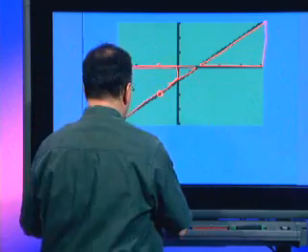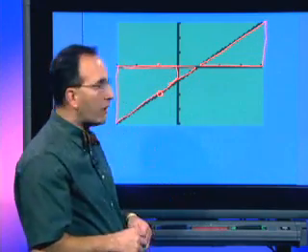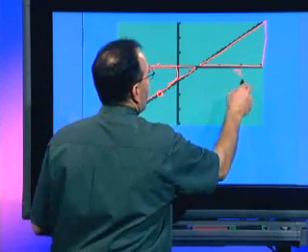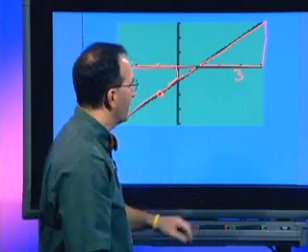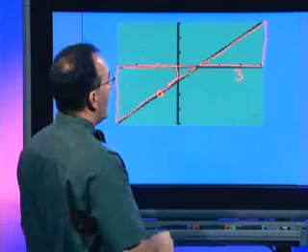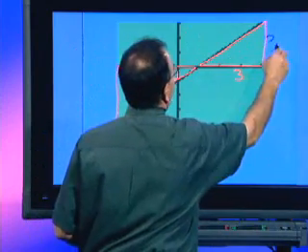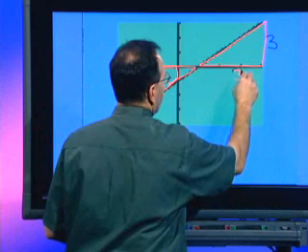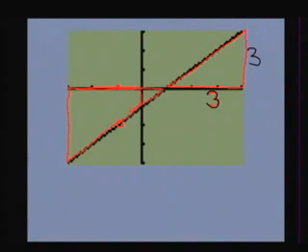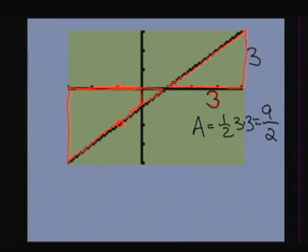What we have is, in the triangle on the right, the base is 3. The base is 3, and the height also happens to be 3. So the area for that triangle is 1/2 base times height. So it would be 1/2 times 3 times 3, or in other words, 9 halves.